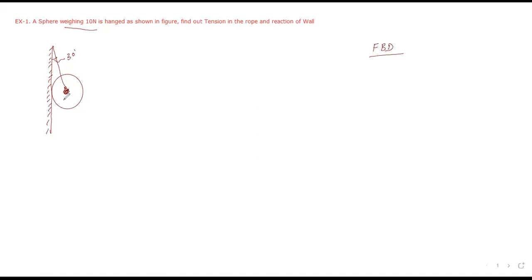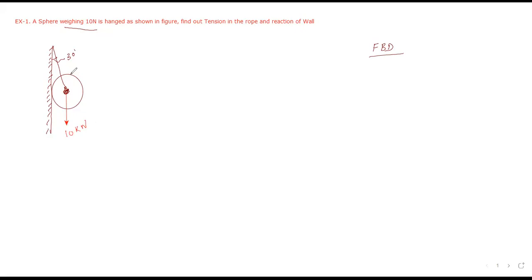Maybe in your exam the diagram is not given, so you have to draw it yourself, right? So this is your center of gravity point and 10 Newton. Now what is obvious is that whatever load you have acts from the center of gravity in the gravitational direction. Yes or no? Because it is its self weight. Please confirm me. So can I say that this 10 Newton is acting in downward direction?